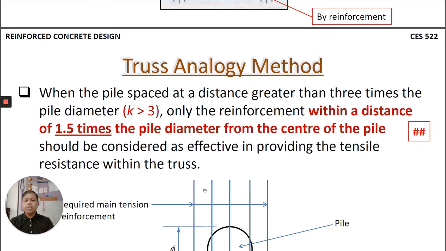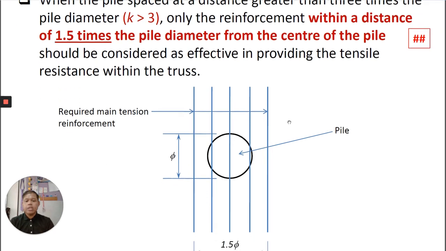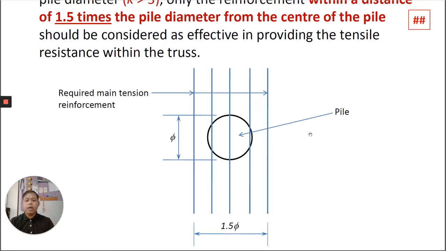Okay, on the truss analogy method, when the pile spacing is at a distance greater than 3 times the pile diameter, which is K more than 3, only the reinforcement within a distance of 1.5 times the pile diameter from the center of the pile should be considered as effective in providing the tensile resistance within the truss. So this figure shows how it looks like. So this is the pile. The required main tension reinforcement should be at a distance of 1.5 times the diameter, at least 1.5 diameter.